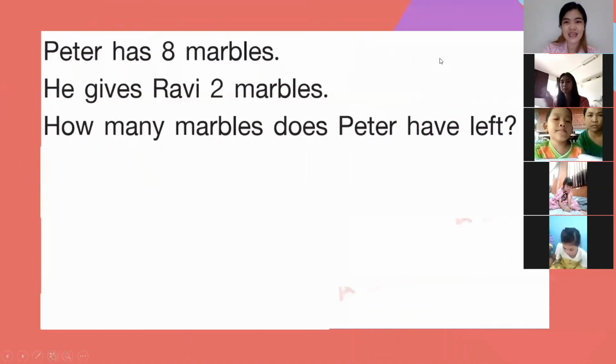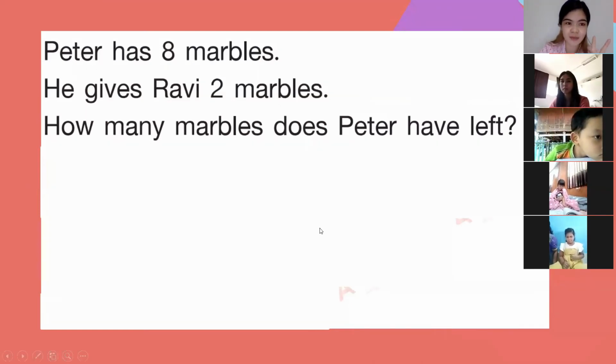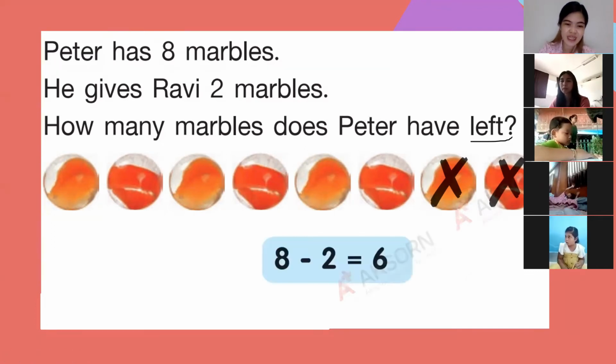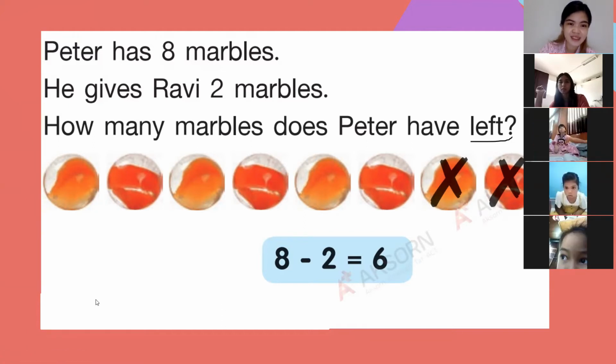Okay, so next, let's have another example. Peter has 8 marbles. He gives Rabbit 2 marbles. So how many marbles does Peter have left? So we're going to find the keyword again. The keyword is left. So we're going to use subtraction. So here we have 8 marbles and then he gives 2 marbles to Rabbit. So the number sentence that we're going to use is 8 minus 2 is equal to 6. Very good.